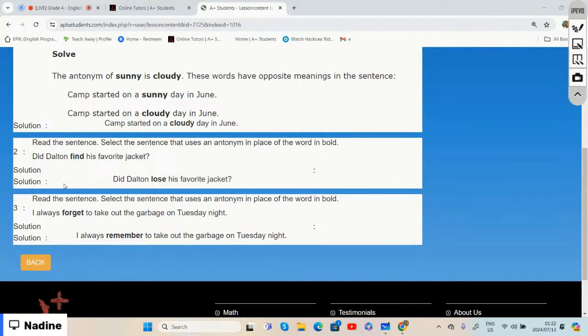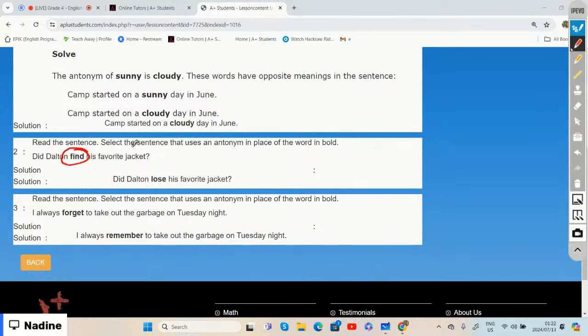All right, so if we were to say, did Dalton find his favorite jacket, then we can basically ask, did Dalton lose his favorite jacket? Because you either find it or you lose it. The opposite of finding something is losing something. So that is the opposite of it. So well done. Lose is correct. Let's look at the last one, then we're going to our test.